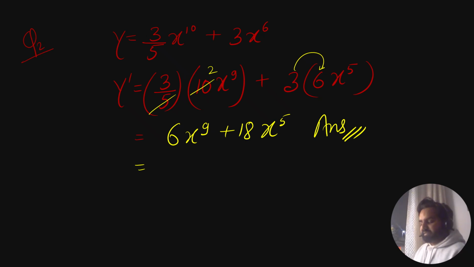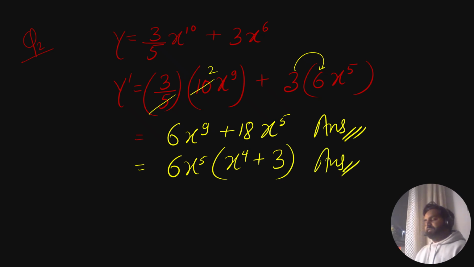But if you want to simplify it further, you can take 6x to the power 5 common, and then you will be left with x to the power 4 from here and 3 from there. This is also your final answer. You can write any of them, both are correct. Okay, now let's take another question.